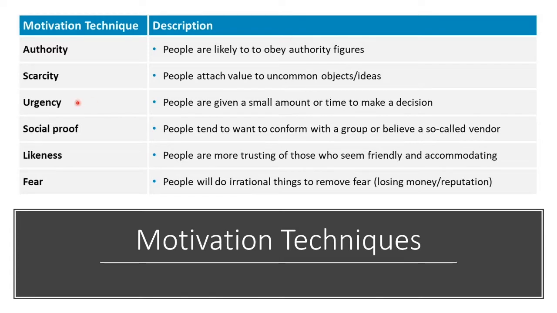Urgency, also with the hurry, quick. People are given a small amount of time to make a decision. Social proof. People want to conform within a group or to believe a so-called vendor. There was a fun social proof experiment where they had a bunch of actors get in an elevator with a guy. This poor guy is by himself in an elevator. He's a real user.